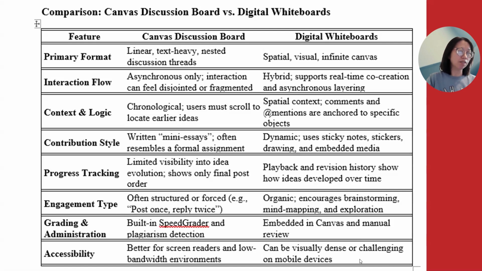For accessibility features, the Canvas discussion board is better for screen readers and low-bandwidth environments. Digital whiteboards can be visually dense or challenging on mobile devices, because mobile devices are really small. But the digital whiteboards we're going to introduce today all claim they meet the accessibility requirements of the Department of Education standard or the ADA standard.